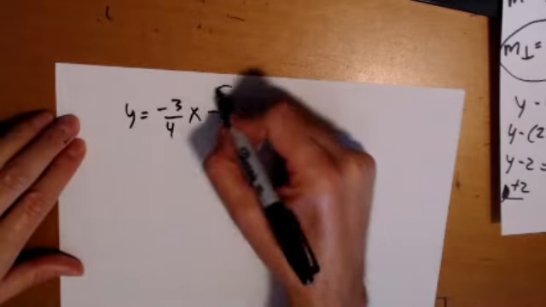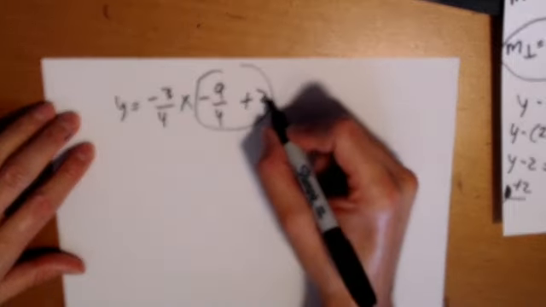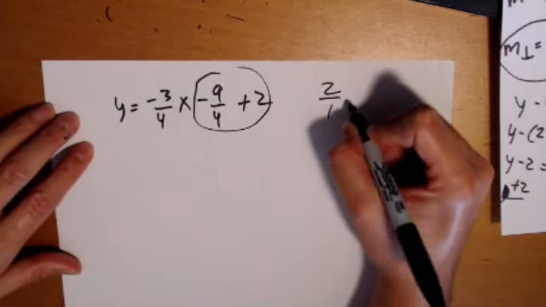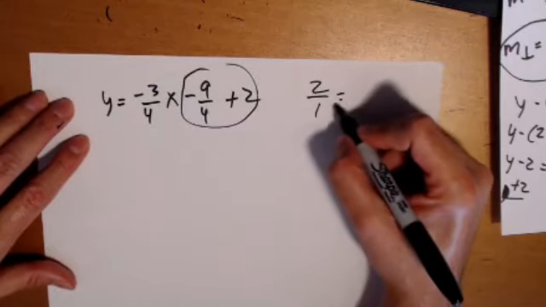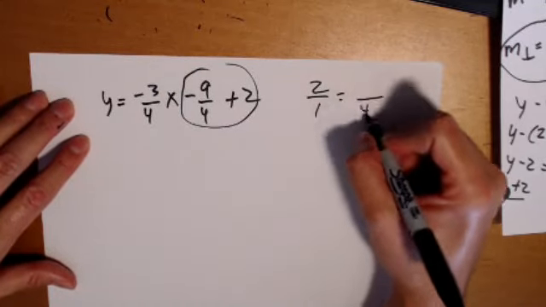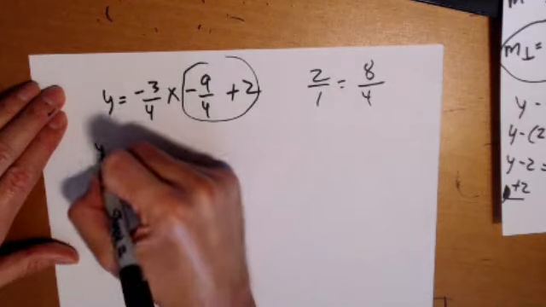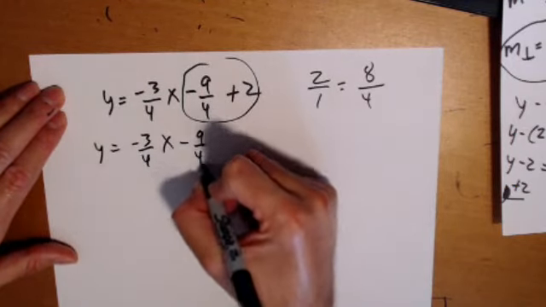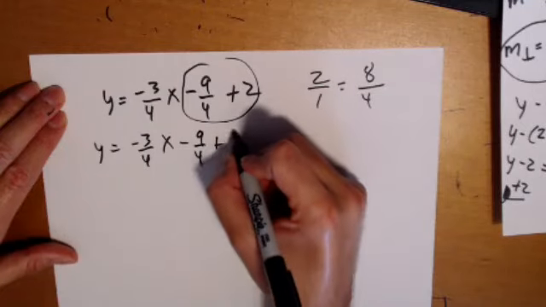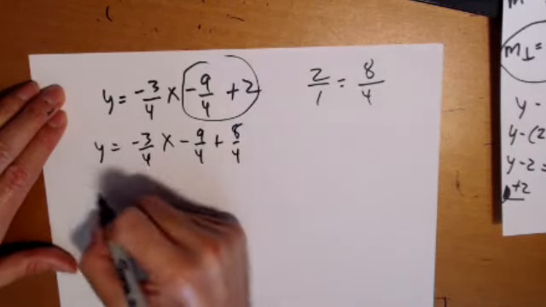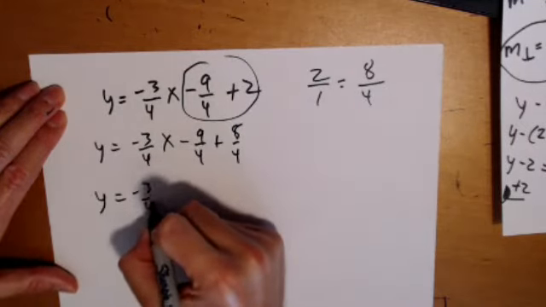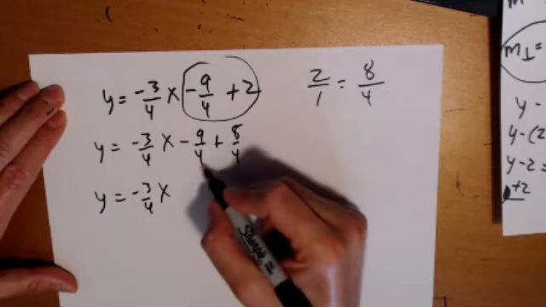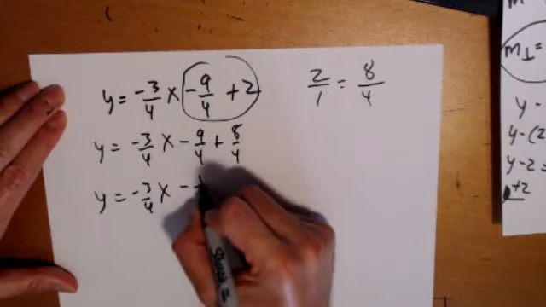So add it all up and we get y is equal to negative 3/4 x minus 9/4 and then plus 2. Okay, we're almost there. I just need to clean this up right here. So 2 is really 2 over 1, and the common denominator is 4, so multiply by 4, multiply by 4. The 2 I can call 8/4, common denominator. So y is equal to negative 3/4 x, a negative 9/4 and a positive 8/4 is a negative 1/4.